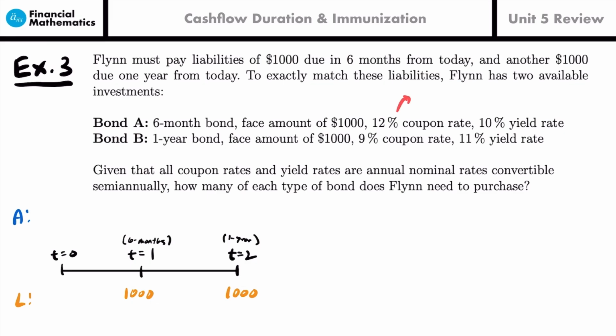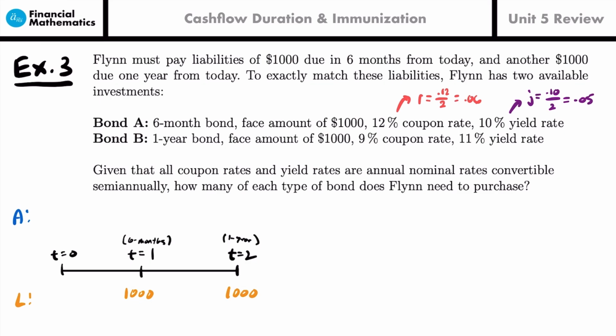The 12% coupon rate means that r will be equal to 0.12 divided by 2, which is 0.06. So we have a 6% coupon rate for Bond A, and then for the yield rate, it's 10% as a nominal rate convertible semi-annually, so the real yield rate j will be equal to 0.10 divided by 2, which is 0.05. And I'll do the same thing for Bond B as well.